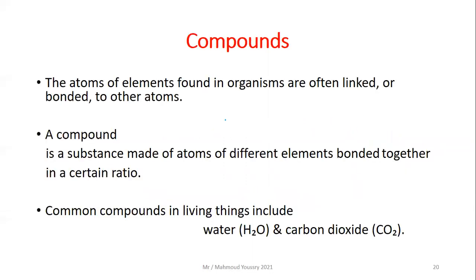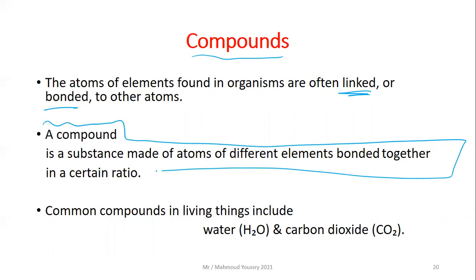Then let's move to a different part, which is compounds. The atoms of elements found in organisms are often linked or bonded together with other atoms. So what is a compound? A compound is a substance made of atoms of different elements bonded together in a certain ratio. Like what? Like water, for example, or carbon dioxide.